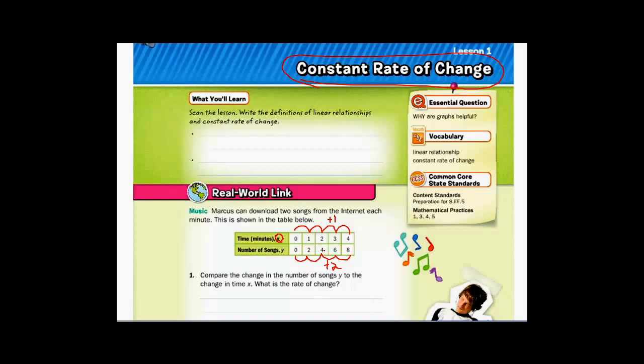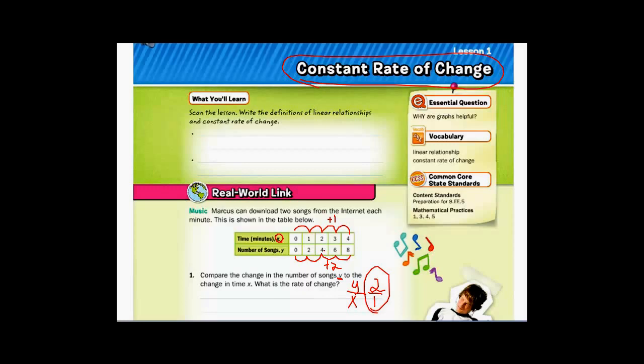It says compare the change in the number of songs y, so that is written first. So y, compare it to x. If you compare y to x, the number of songs increases by 2, that's your y. The time increases by 1, so it's 2 songs per minute. So that is your rate of change, 2 over 1.